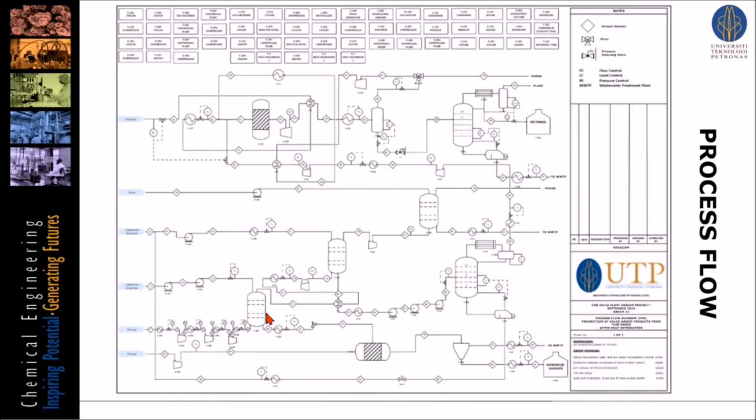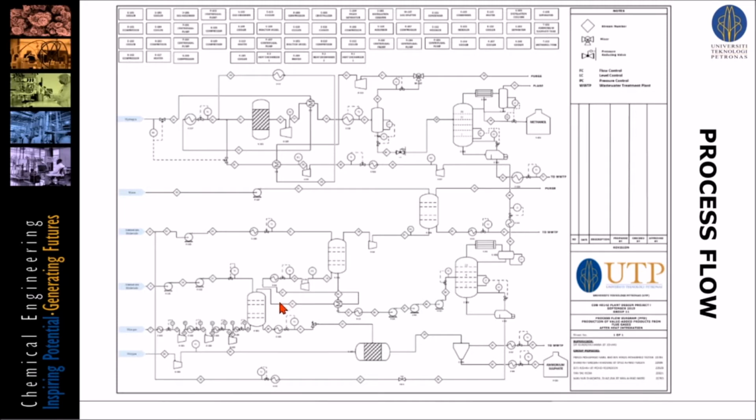The absorber operates at 28 degrees Celsius and 911 kilopascal. The gas will be leaving the top of the column and it will enter the CO2 absorber. What's leaving the bottom of the column will be a mixture of SO2 and ammonia, which is ammonium sulfite, and it will enter a reactor to convert the ammonium sulfite into ammonium sulfate, which happens to be our value-added product.